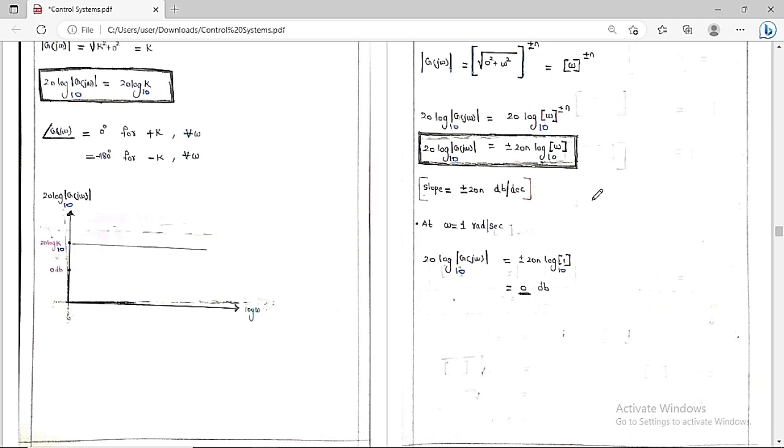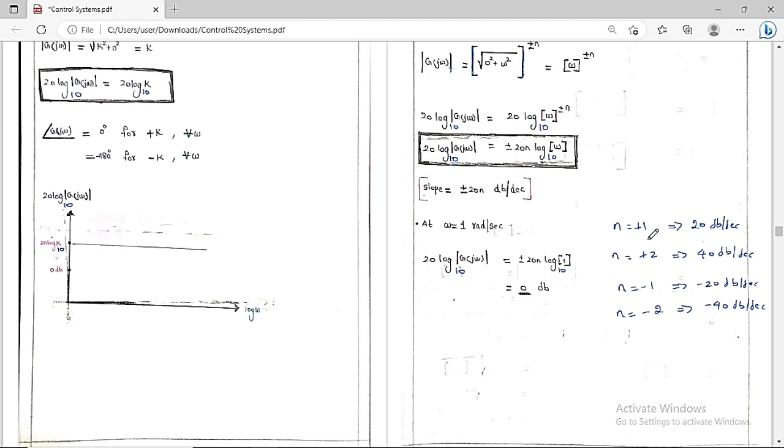So suppose if n is positive, then what can we say? If n is equal to plus 1, then the slope we are going to get is plus 20 decibels per decade. Suppose n is positive and its value is plus 2, then we are going to get 40 decibels per decade. Suppose we get a negative, so n is equal to minus 1, then we are going to get minus 20 decibels per decade, and n is equal to minus 2 means we are going to get minus 40 decibels per decade. So this is the point always you have to keep in mind.